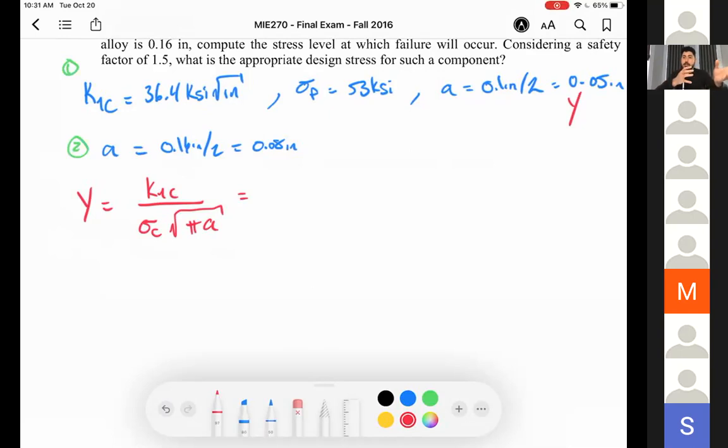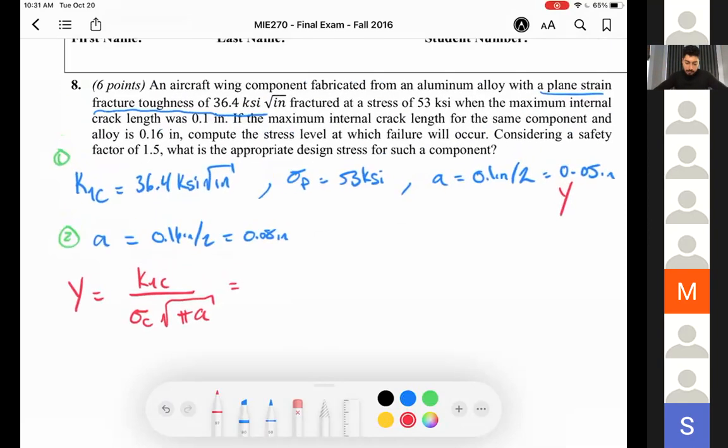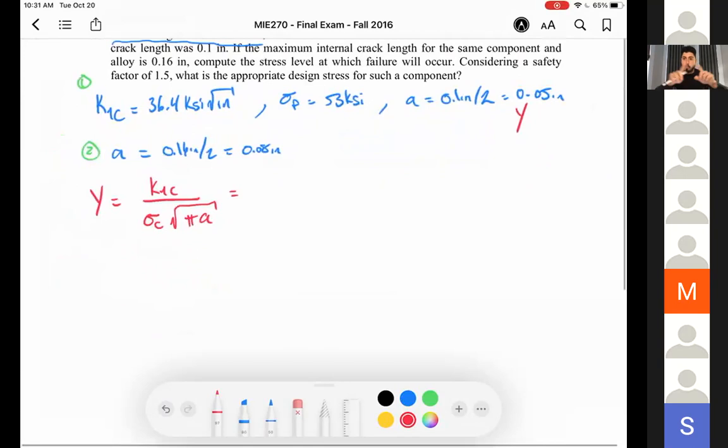Okay, so for the quiz question, I gave you a contact lens. That geometry was a hemispherical shell. In this case, we're dealing with an aircraft wing. So this Y is governing the aircraft wing shape. It's a geometry of the component. Does that make sense or no?